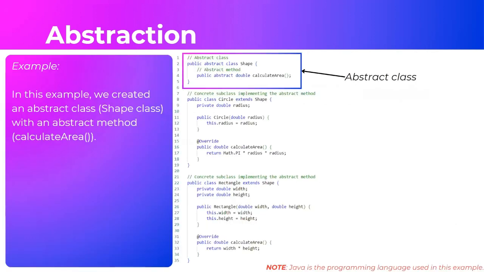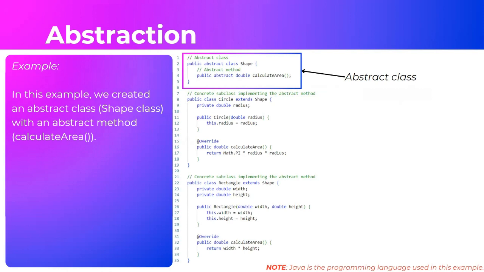So for us to create an abstract class and an abstract method, we use the keyword abstract. In this example, we have the abstract class Shape and then the abstract method double calculateArea. As you can see, in our method there is no implementation and it ends with a semicolon.